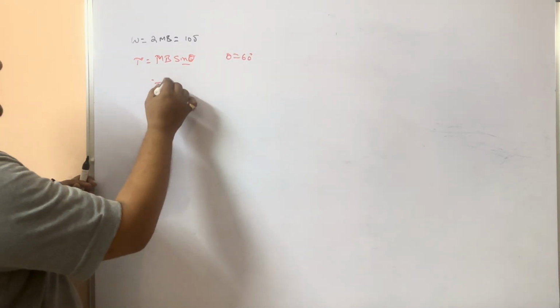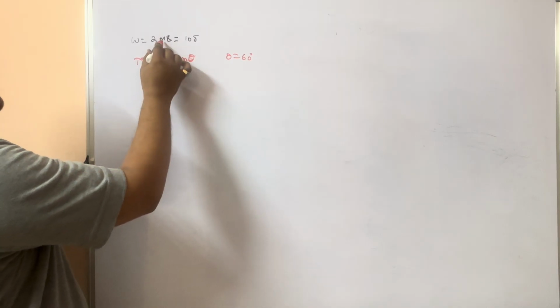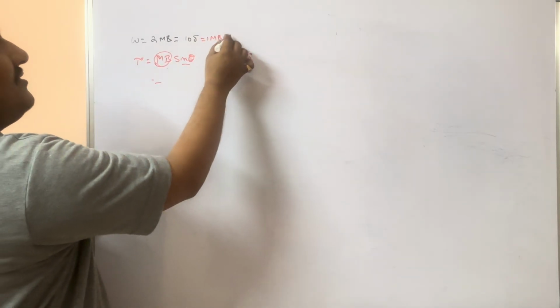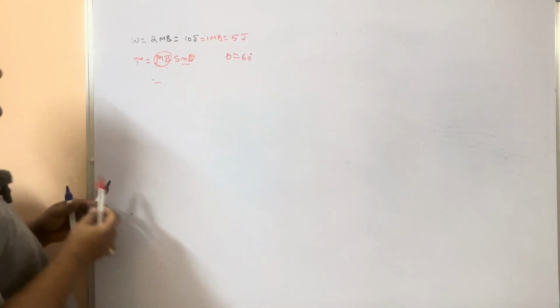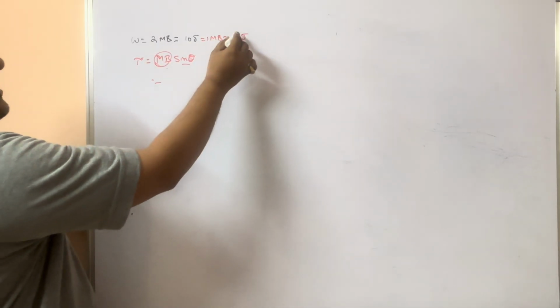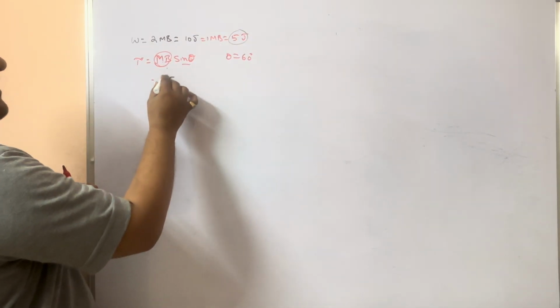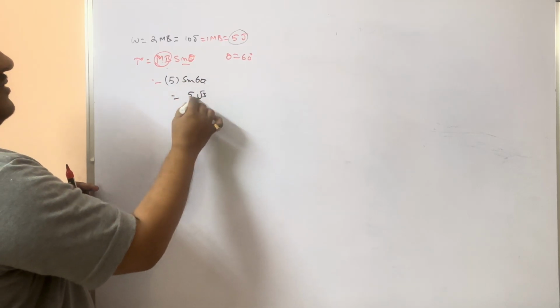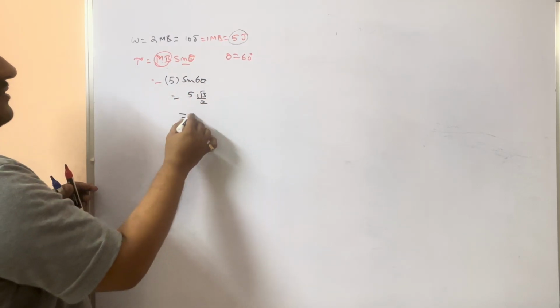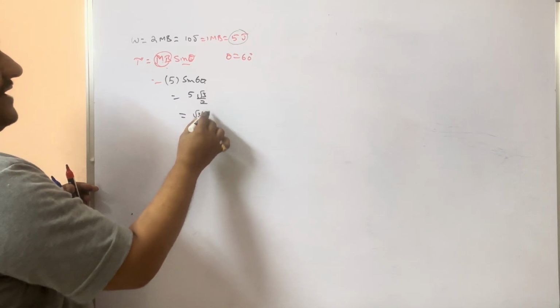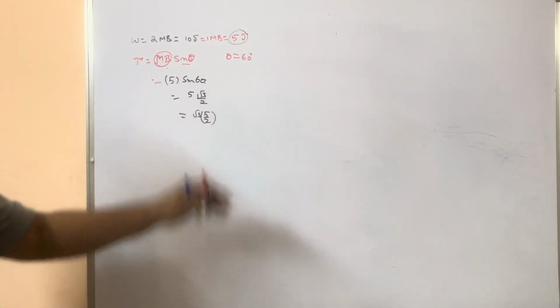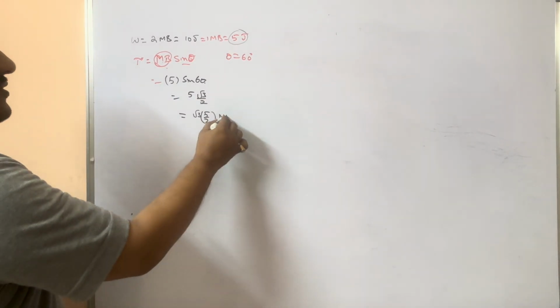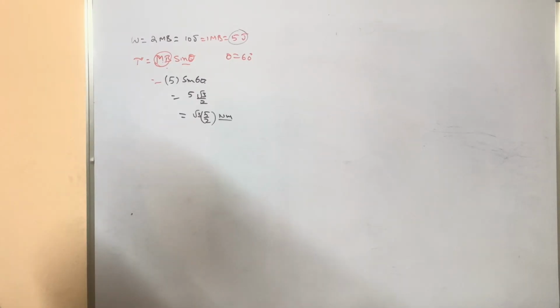Torque acting at 60 degrees means the torque formula MB sin theta. From this, MB is going to be 5, correct? This 5 we are going to use: 5 sin 60. What is the sin 60 value? Root 3 by 2. Therefore root 3 into 5 by 2, otherwise 2.5 root 3 Newton meter. So like this they will ask.